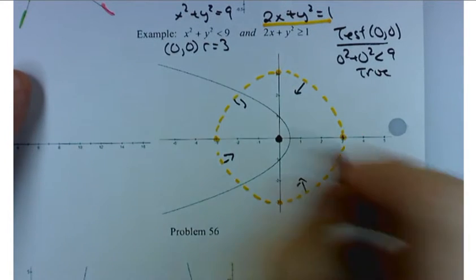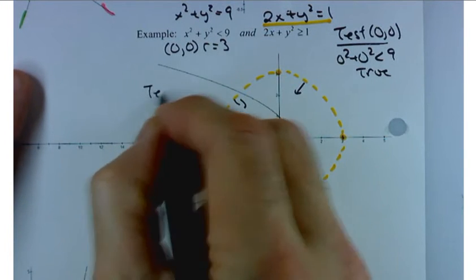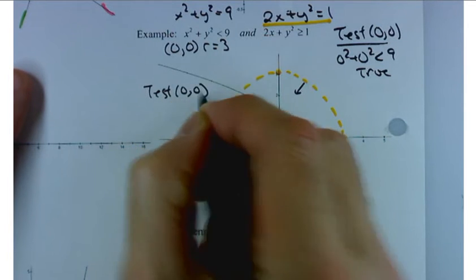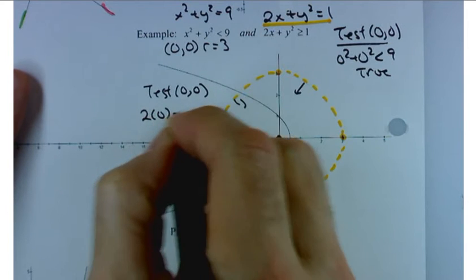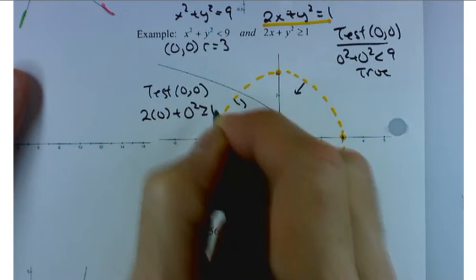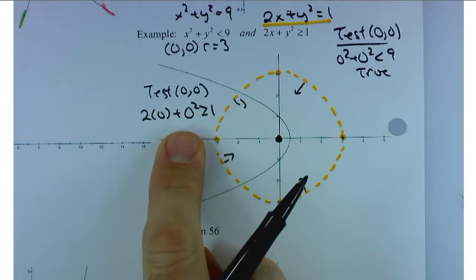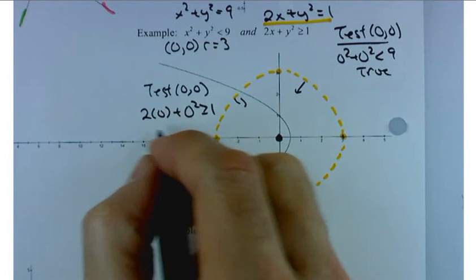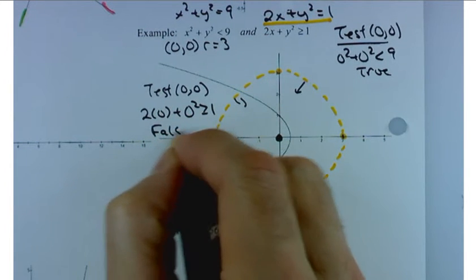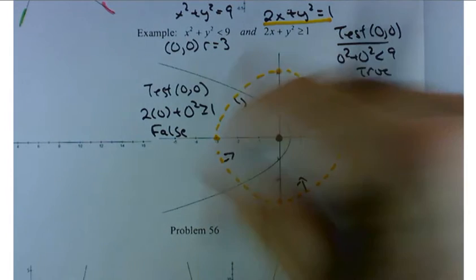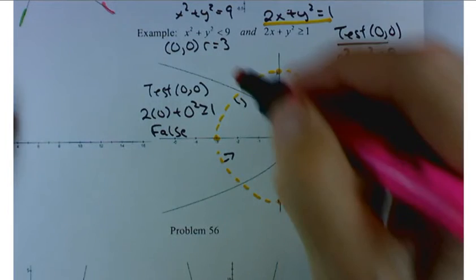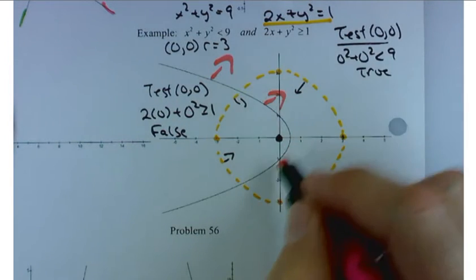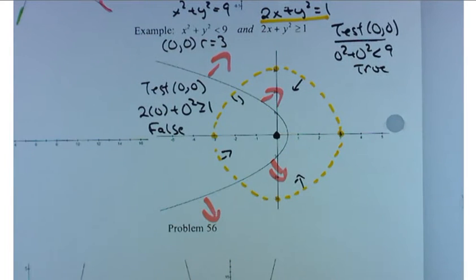So I'll test 0, 0 again. This time I'm going to test it in this inequality. 2 times 0 plus 0 squared greater than or equal to 1. That one's false. 0 is not greater than 1. So am I going to shade inside or outside of the parabola? Outside. So that's going to be out here, out here, out here, out here.